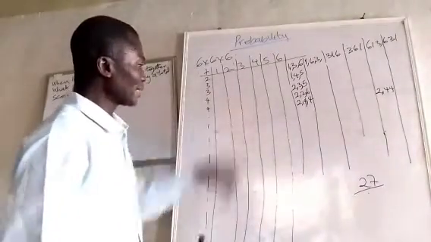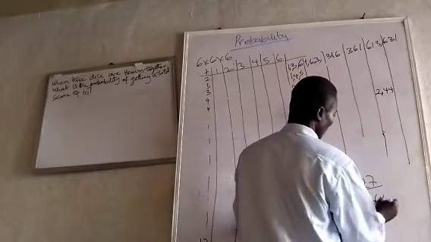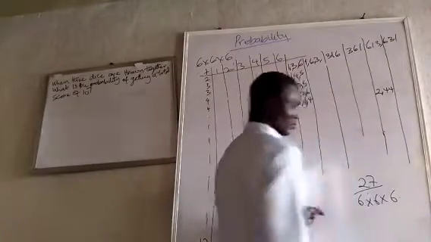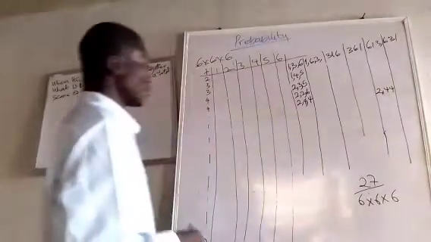Now, once you get it, you are going to get something like this: 6 times 6 times 6. So that's the answer you will get. Now let's look at the last way.